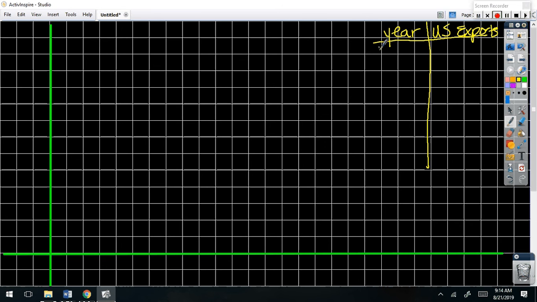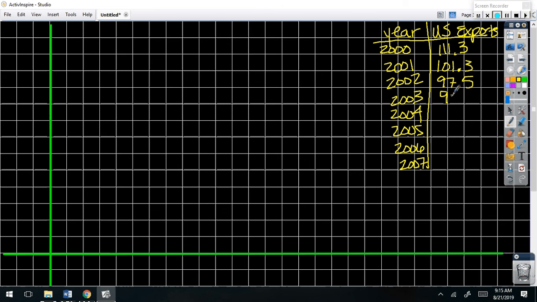And so let's go 2000, 2001, and we'll take it all the way to 2007. This is in billions of dollars, by the way. 101.3, 97.5, 97.4, 110.8, 120.4, 134, and 136.